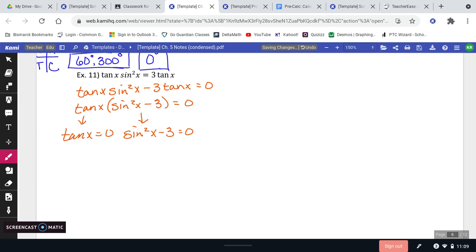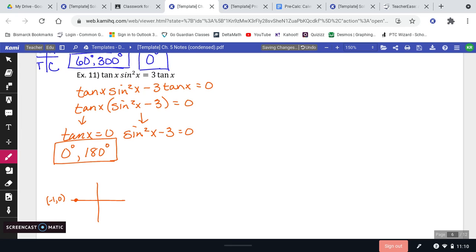Okay, so tangent is 0. I need my y over my x coordinate to be 0. So that's going to be 0 degrees. And does that work for 180 also? I've got to think about this. So the ordered pair at 180 is -1, 0. Y over x. Yep. So we've got 2 angles for tangent.